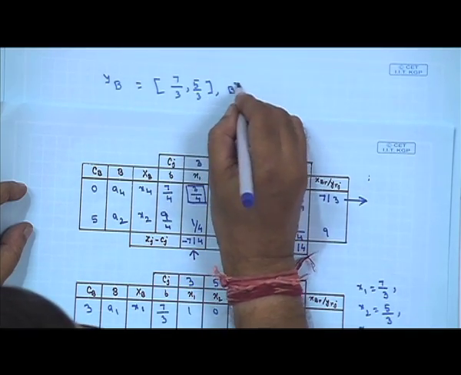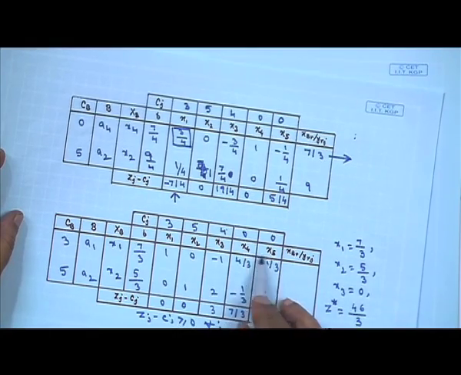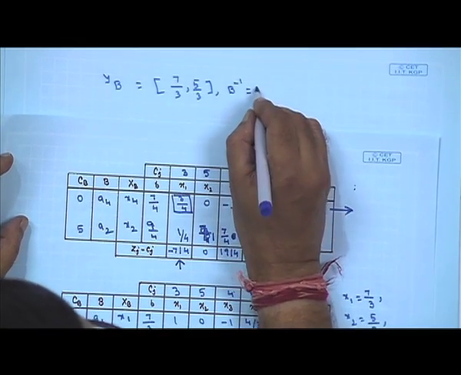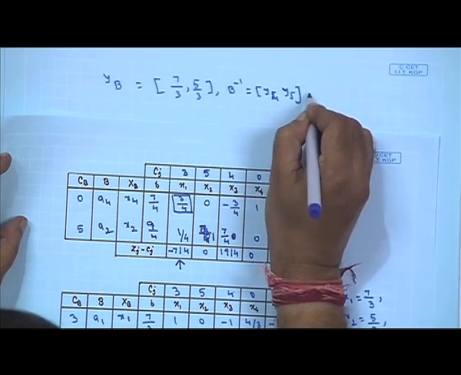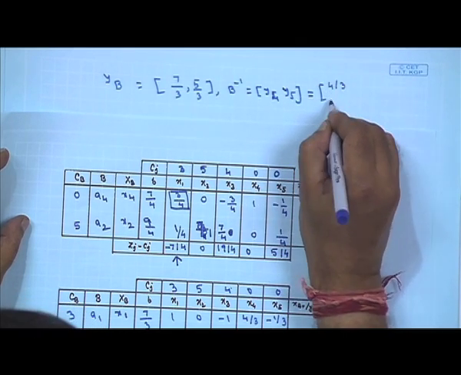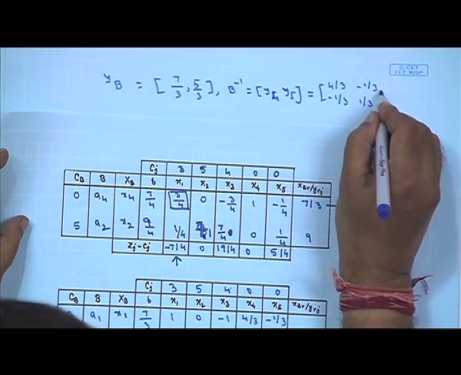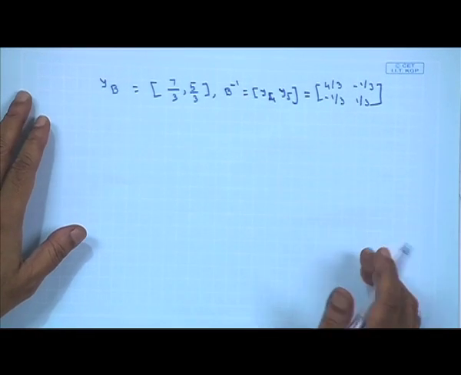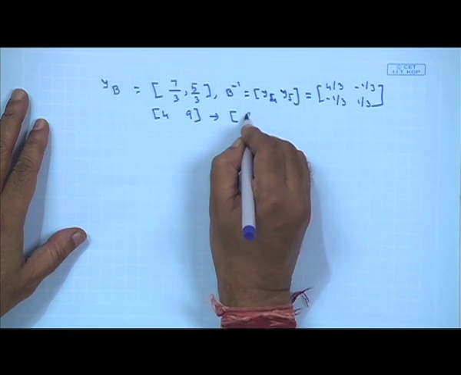What is your B inverse? B inverse means whatever is not there in the basis, that is x4 and x5. So, B inverse is nothing but we are writing y4 and y5, and y4 is 4 by 3, minus 1/3, and minus 1/3, 1/3. So, you are getting from here.